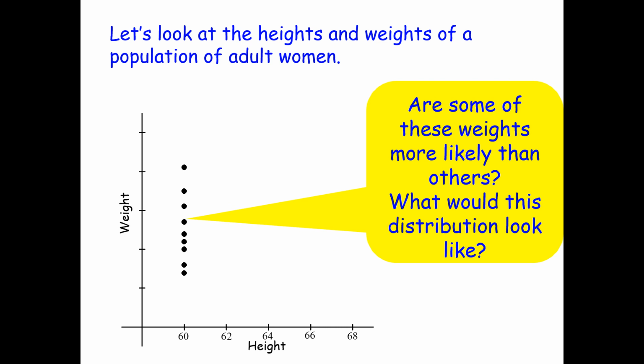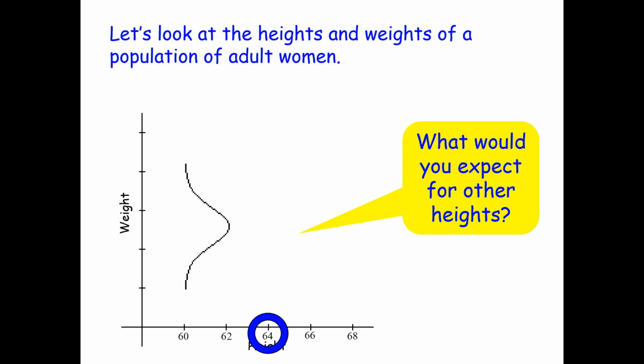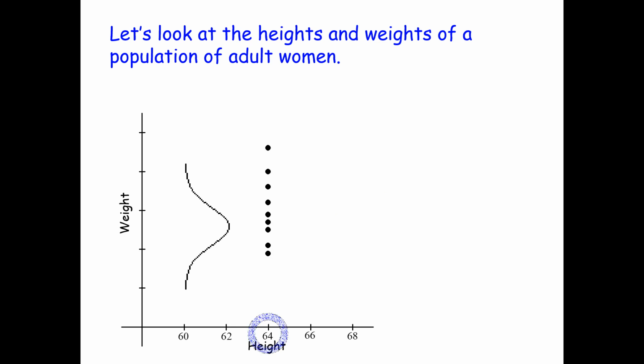Are some of these weights more likely than others? And what would this distribution look like? This distribution is normally distributed. So what would you expect for other heights, like 64 inches? Well, we would expect the same thing, that normal distribution. And for 68, the same thing.